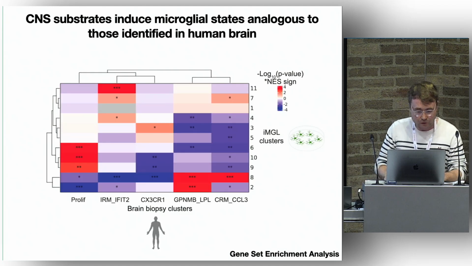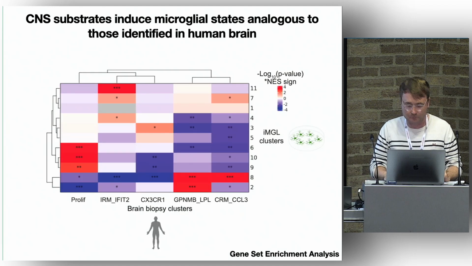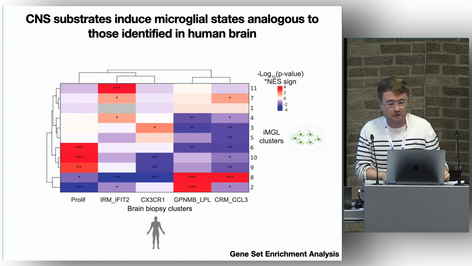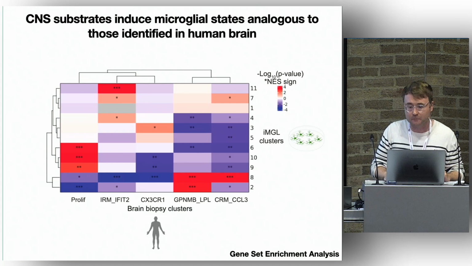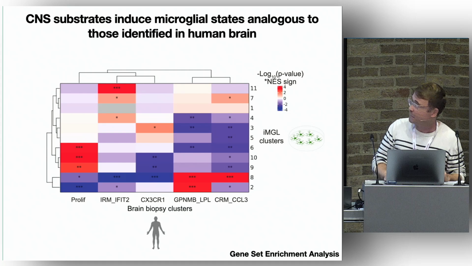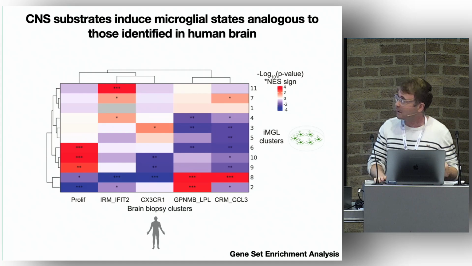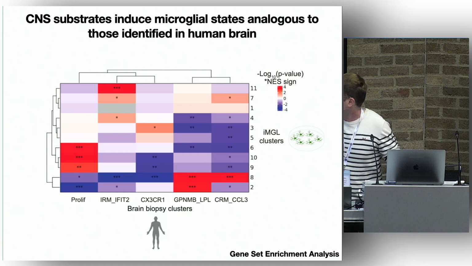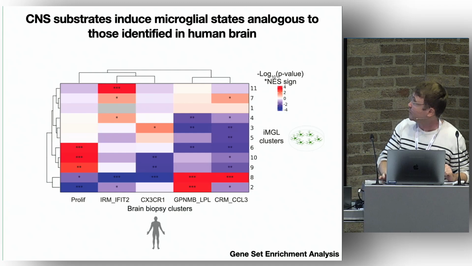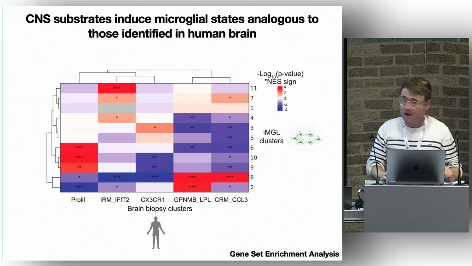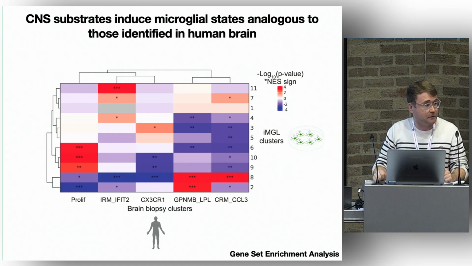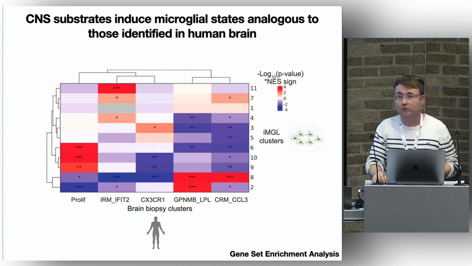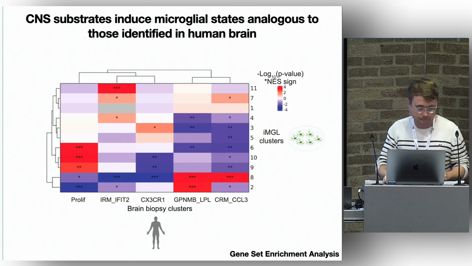And in addition to this integration, I performed a battery of further computational analyses investigating the similarity of IMGL and in vivo microglial states. So I'm showing you one of these here, a gene set enrichment analysis performed on differentially expressed genes from the different human clusters against the IMGL clusters. And you can see hopefully that there's good correspondence, which is further evidence that these simple CNS substrates can induce microglial states analogous to those found in the human brain.